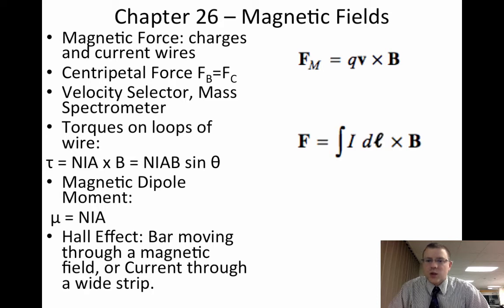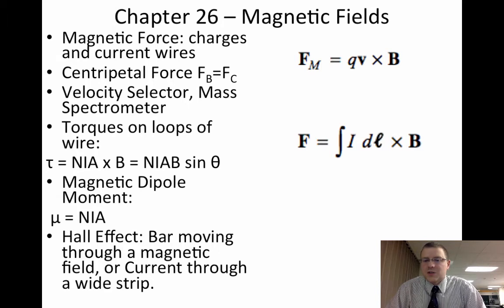So we said that a wire was a bunch of charges moving all as one. So subbing out the drift speed for charges in a wire, we came up with the force on a current carrying wire, which was F equals I L cross B. You do the same thing there.